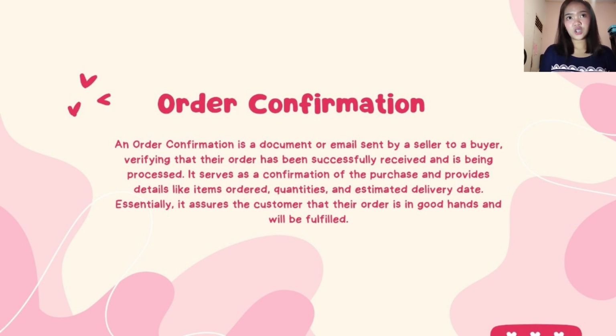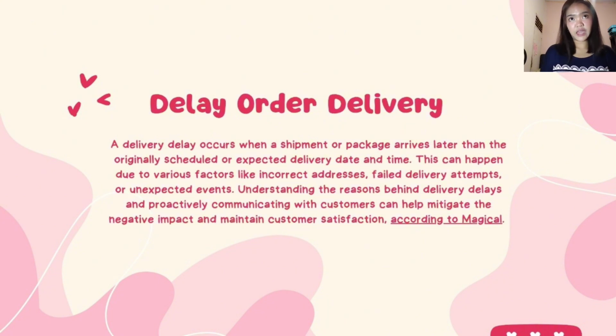An order confirmation is a document or email sent by a seller to a buyer, verifying that their order has been successfully received and is being processed. It serves as a confirmation of the purchase and provides details like items ordered, quantities, and estimated delivery date. Essentially, it assures the customer that their order is in good hands and will be fulfilled. And the last material we have is delayed order delivery.